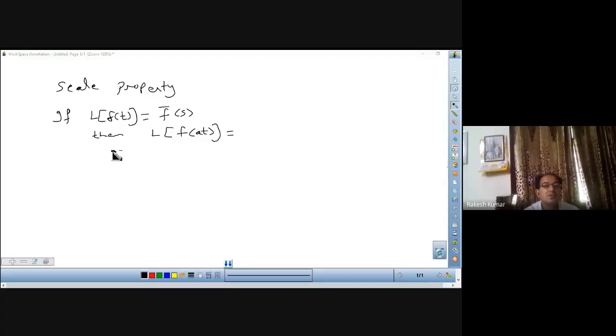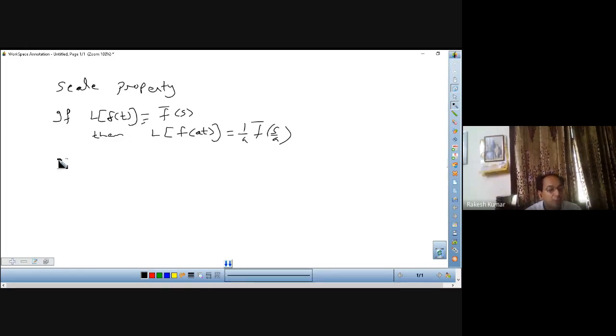Or we can also name it as a change of scale property. And the statement is: if Laplace of the function f of t is f bar s, then Laplace of f of at is 1 upon a f bar s upon a. This is the Laplace of a scale property.